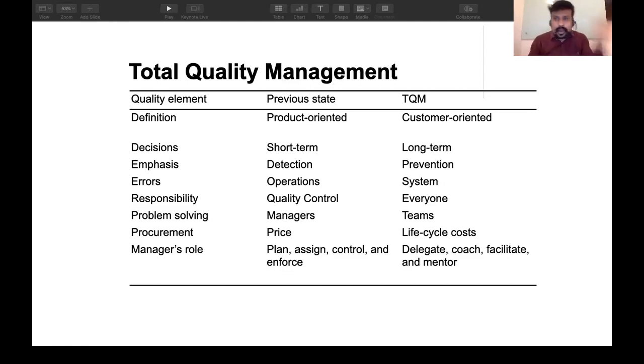This is contrasting to our regular work where we generally plan and just enforce our employees, right? That's the usual thing that we do. We just enforce them, force them to do it. Whether they understand or do not understand, we just enforce them. That should not be the case here, okay? That is total quality management.